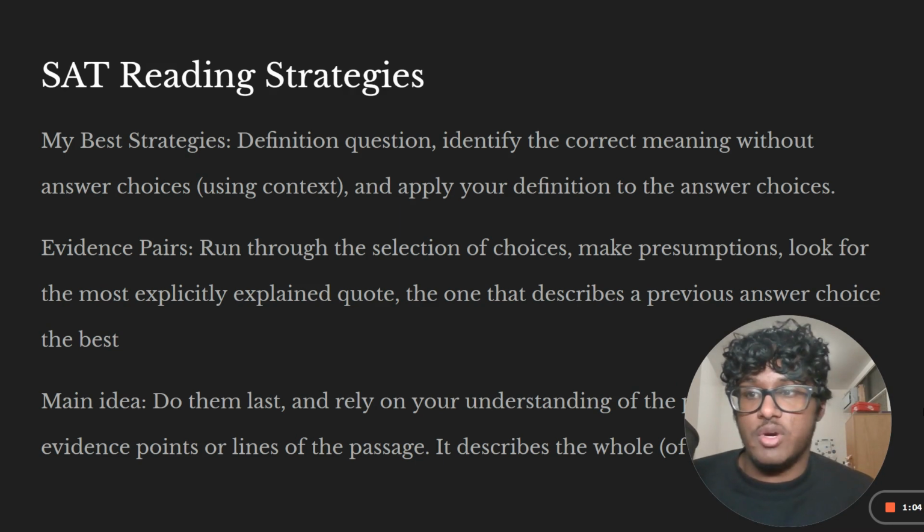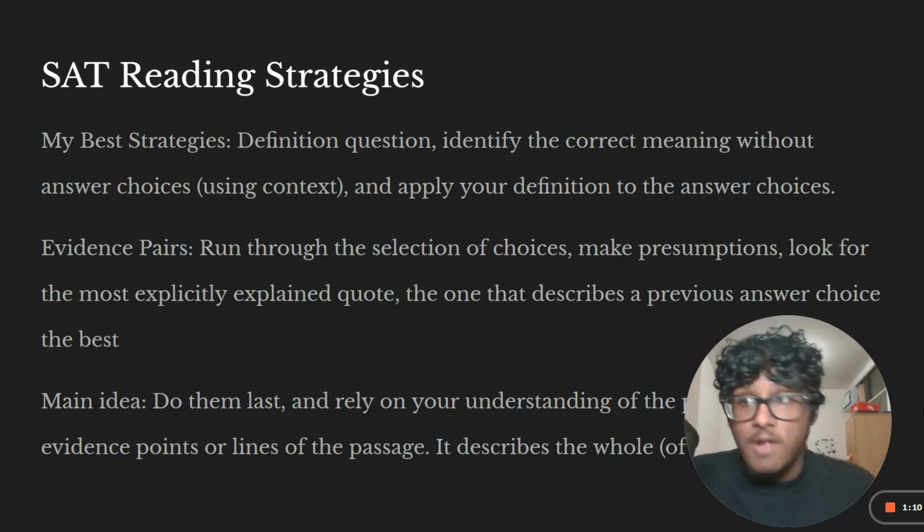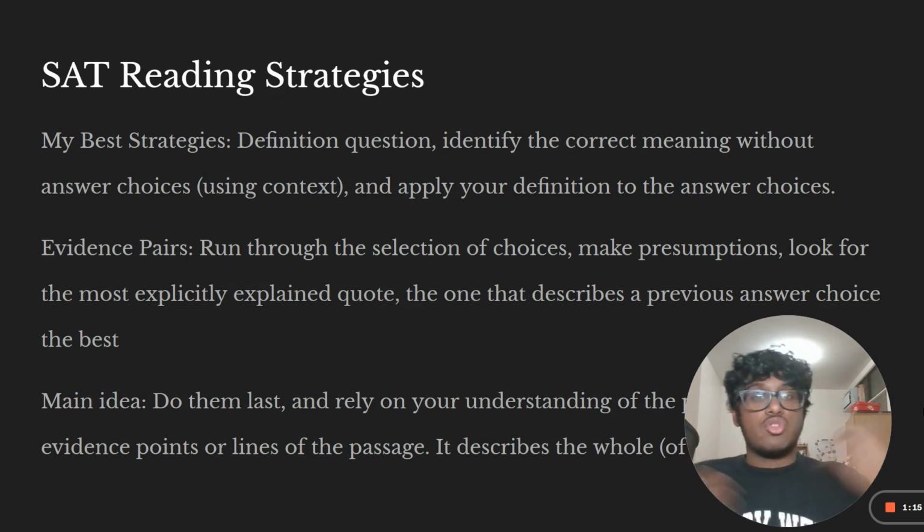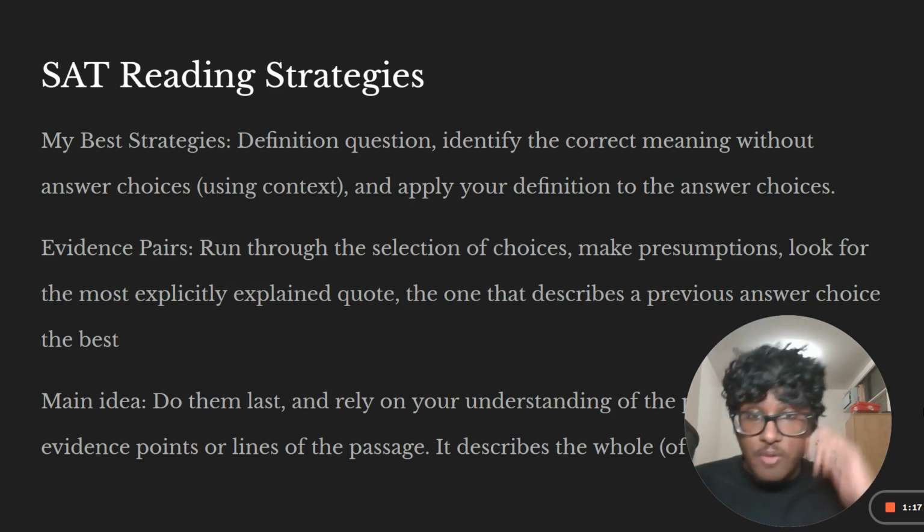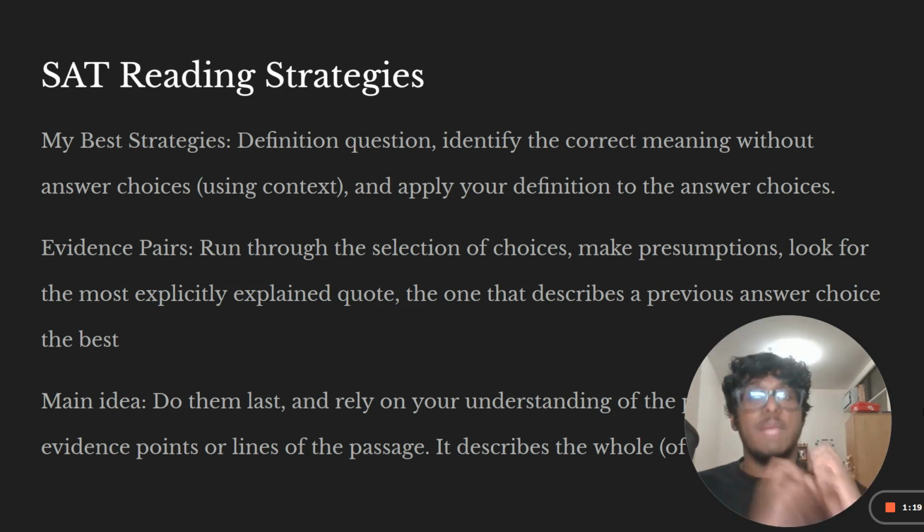So the questions where it's like in line 60, what exactly did this mean? In line 30, what does this word mean? And so many people, they'll read the answer choices and then go to the line and try to match the word to the answer choice. That's the wrong thing to do. What you want to do is correctly identify the meaning.